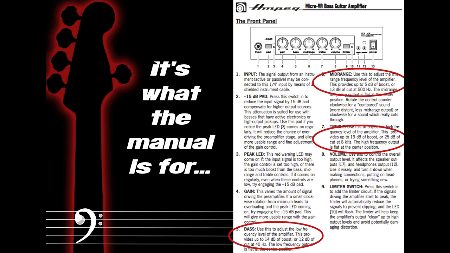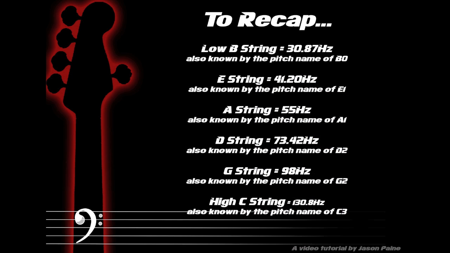So finally, to recap, on a 5-string bass, the low B string resounds at 30.87 Hz, also known by the pitch name of B0. Your open E string resounds at 41.20 Hz, also known by the pitch name of E1. The A string resounds at a very rounded 55 Hz, also known by the pitch name of A1. The D string, 73.42 Hz, known by the pitch name of D2.